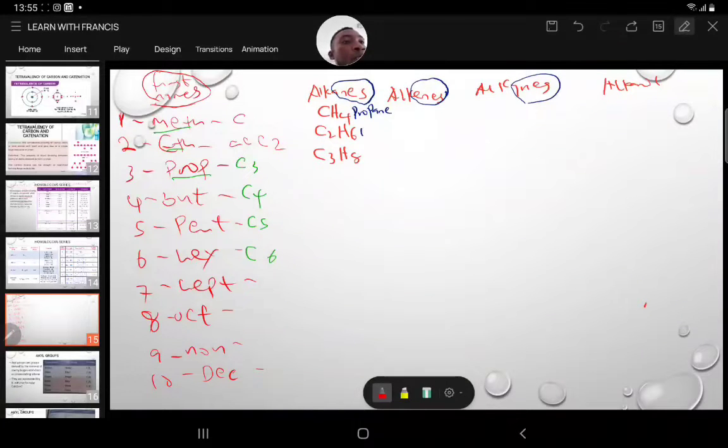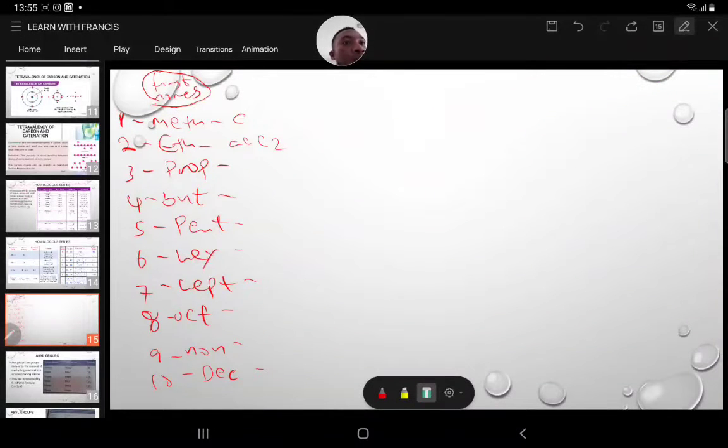The first one, CH4, is called methane. We are looking at one carbon atom. Methane. Remember, this is still alkane.